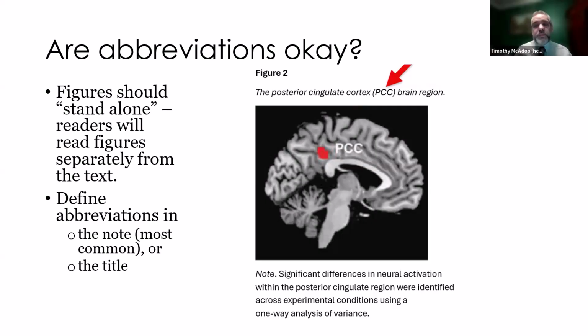But if you have multiple abbreviations, usually putting it in the note is the best way to define them. And you should just be mindful to be consistent in your approach across all the figures in your paper, so that it's clear to a reader. So if one figure defines all the abbreviations in a note, I'd recommend doing that consistently.